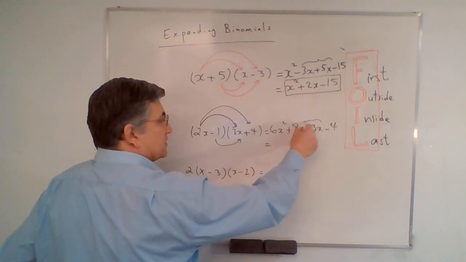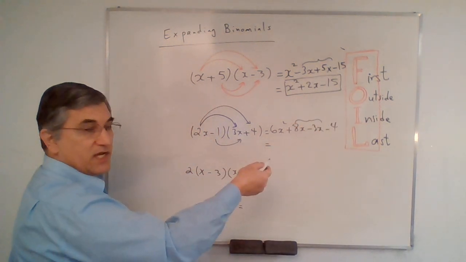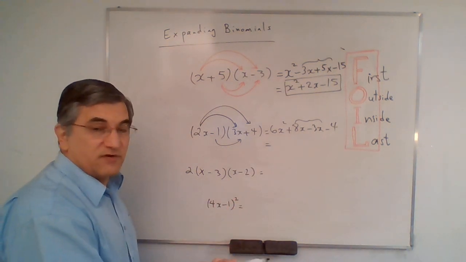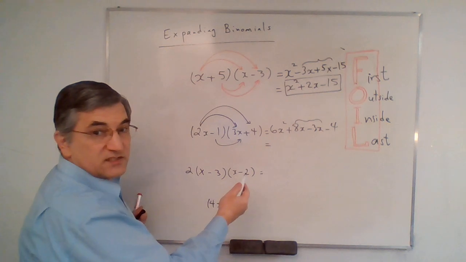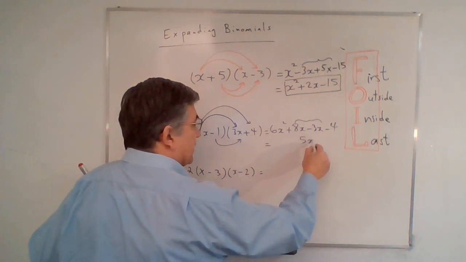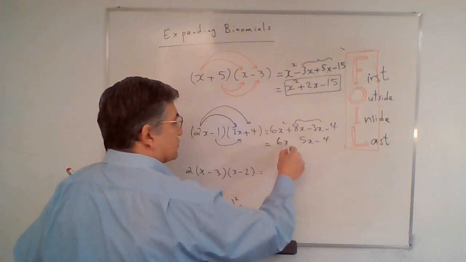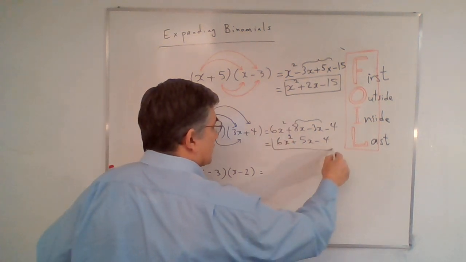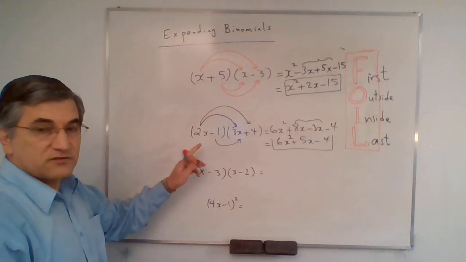Now, again, collecting like terms, 8x minus 3x, just like you have 8 apples, and then you eat 3 apples. So 5 apples are left, right? So 8x minus 3x would be 5x. And then minus 4, 6x squared, everything remains unchanged as it was. So this is the final answer for that product.